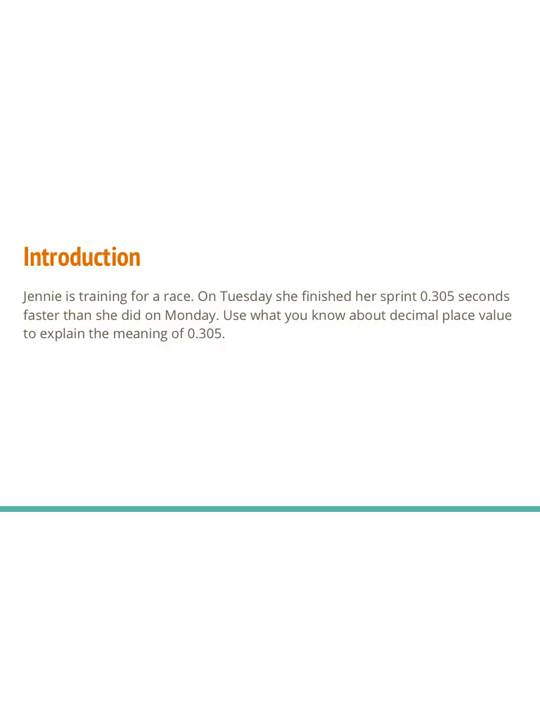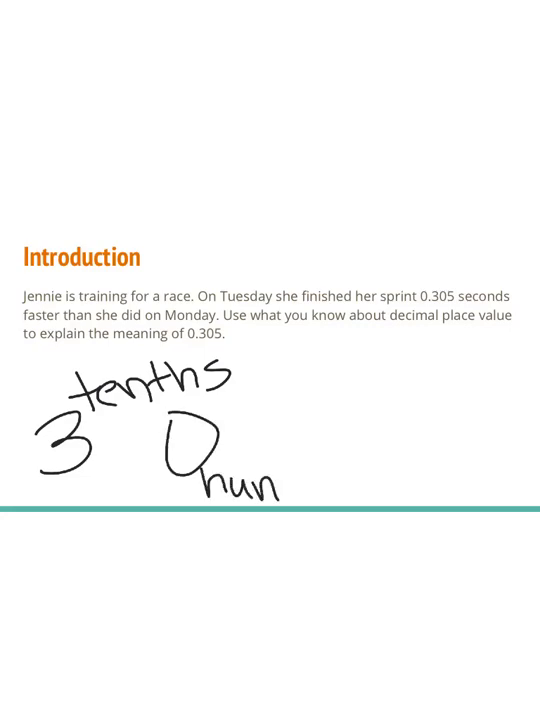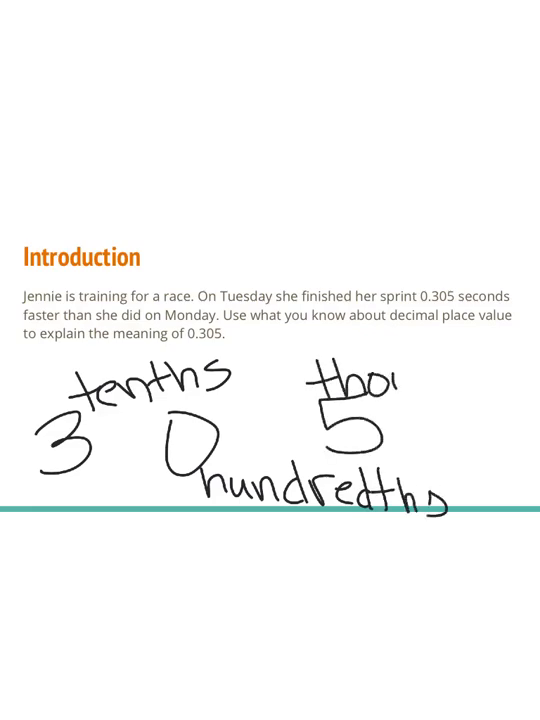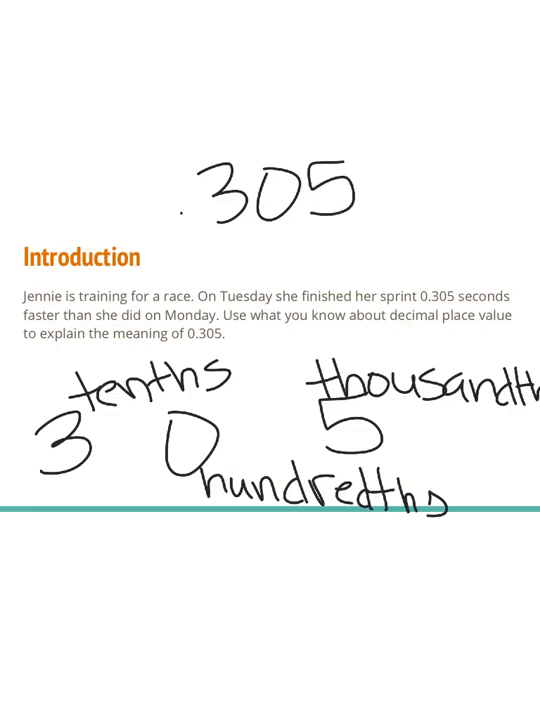We can start by saying that the 3 would be in the tenths place, and that the 0 would be in the hundredths place. What's new to us today is saying that the 5 is in the thousandths place. What we talked about yesterday also was that each number in the 0.305, each one is 10 times larger than the one to the left of it.